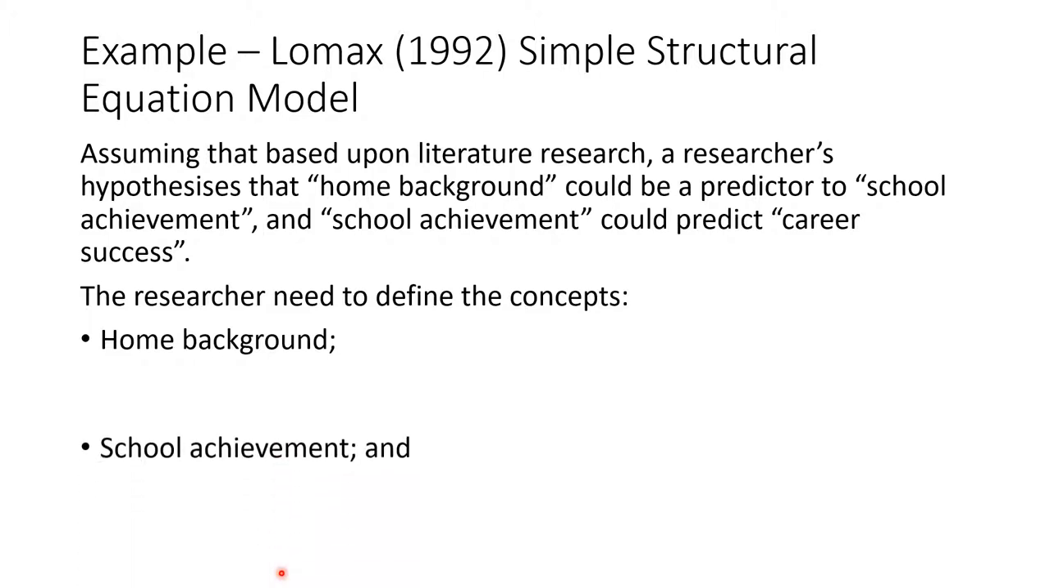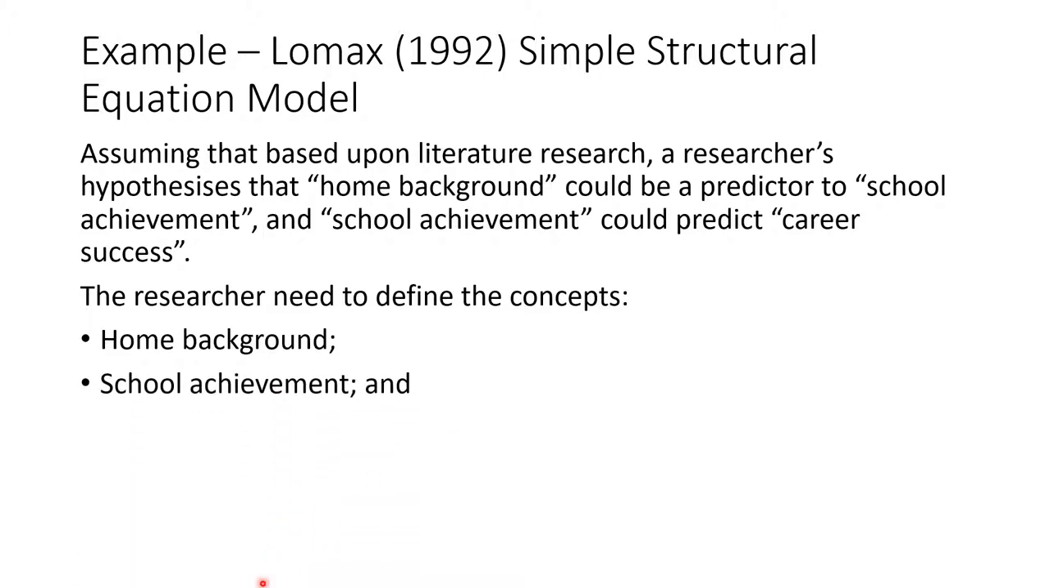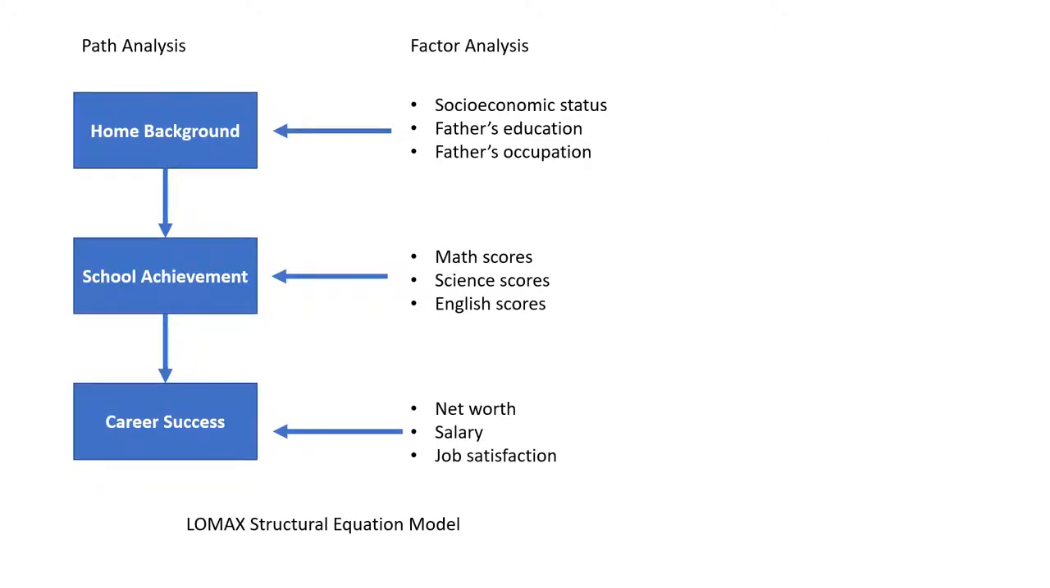We have the home background, the school achievement, and the career success. So these are the variables we now have to interpret, because if you do not break down these variables, we may not be able to know exactly what makes up home background, what makes up school achievement, and what makes up career success. Now, if not, they will be vague. So to not be vague, what do you do? You define them, and that is why we have this right here.